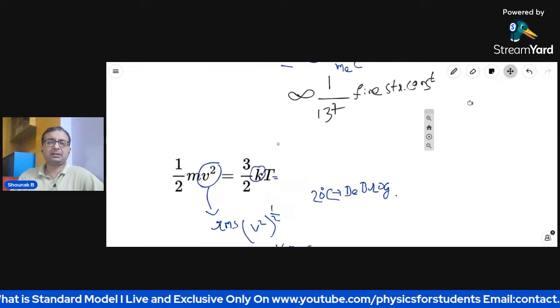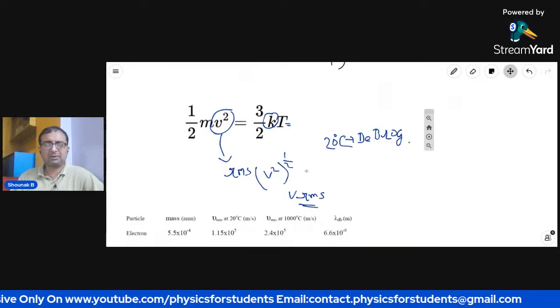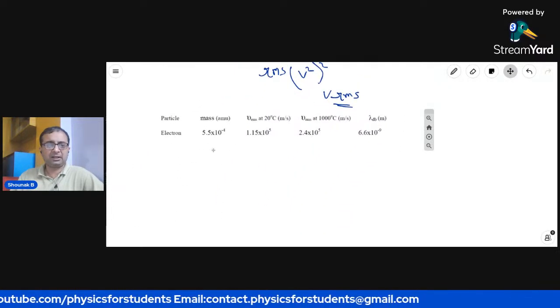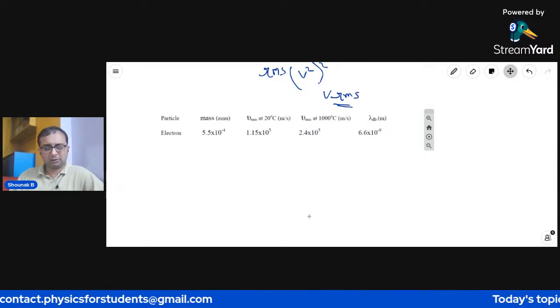So what we have taken till now, let us imagine we have just taken this equation. We have taken the root mean square speed at 20 degrees centigrade. We have taken the electron's mass to be something like this, 10 to the power minus 4. Okay, so far so good.